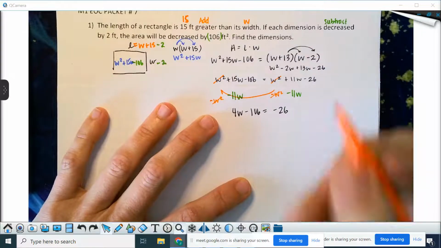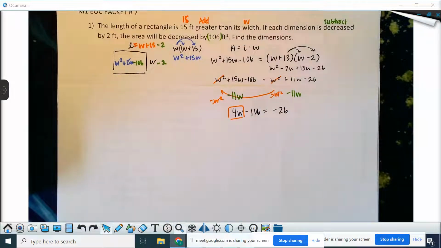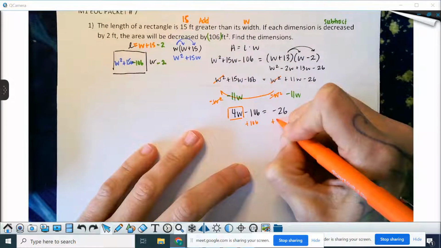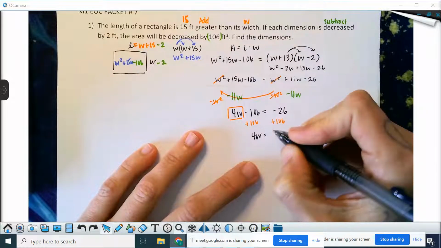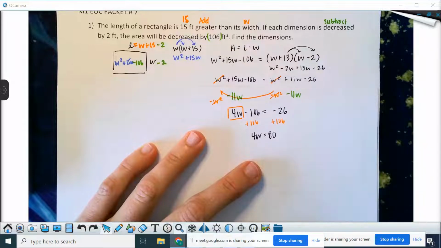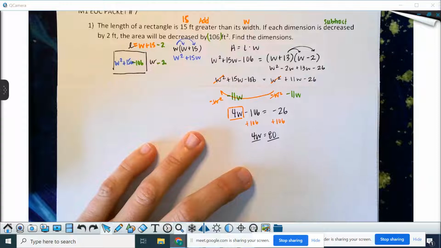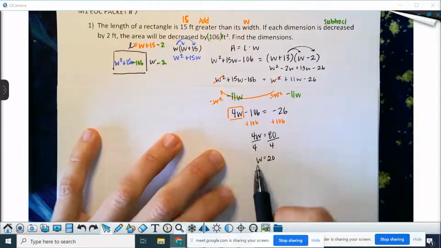Now I want to get that W, because I'm no longer in a quadratic, I want to get my whole number away from that. So variables on one side, constants on the other. So I'm going to add 106, which should give me 4W equals 80. Then we're going to get rid of that 4. How am I going to get that 4 off that W? Yep, and what am I going to divide by? Sounds like a silly question, but sometimes we miss it. Yes, good job, Timmy. Divide by 4. So W equals 20. So the width is 20.